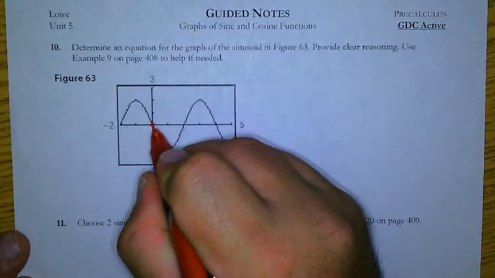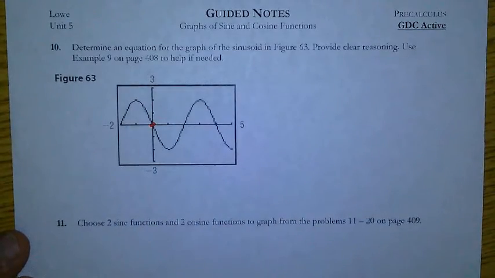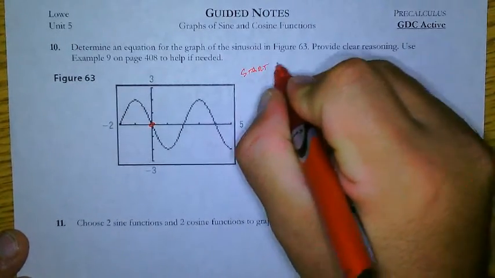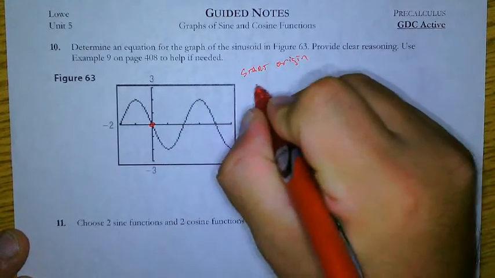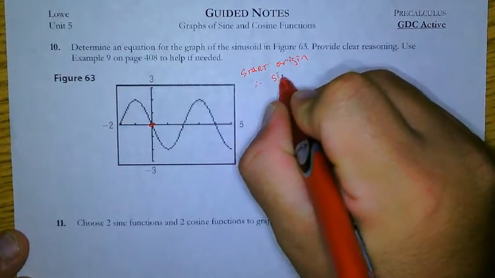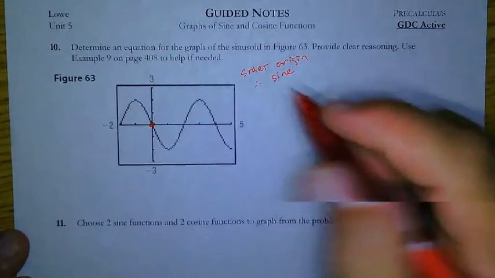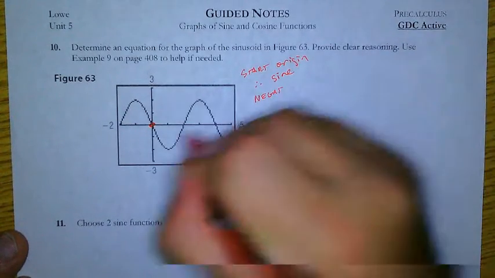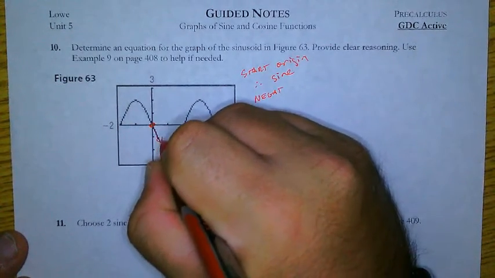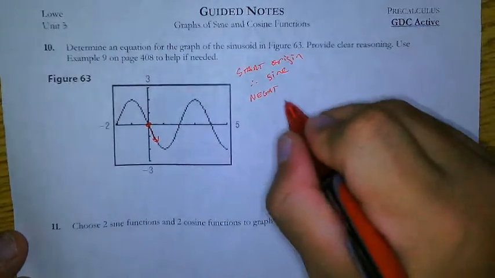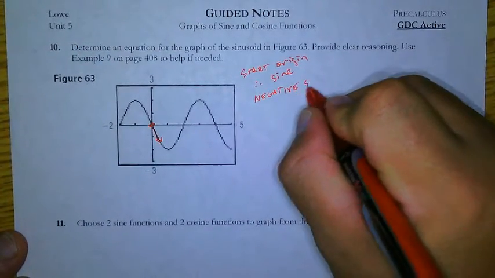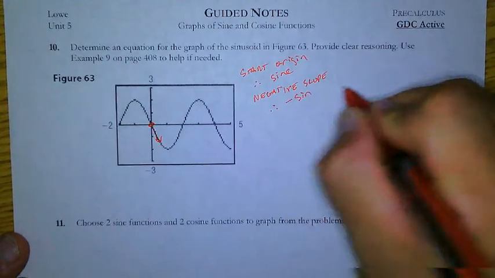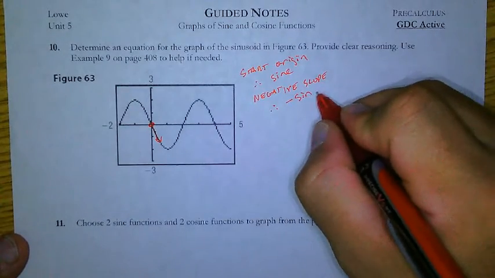Notice this sinusoid. We're starting at an origin, therefore we're thinking sine function. We have a negative slope to start. Notice that we're going downwards. Therefore, we're thinking a negative sine function.